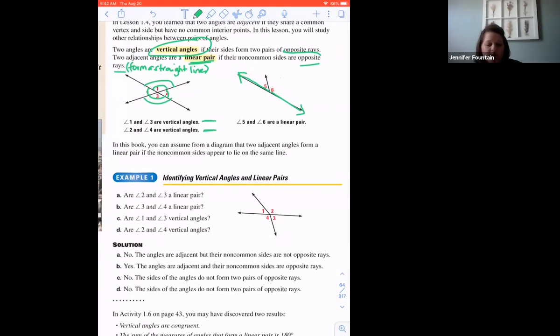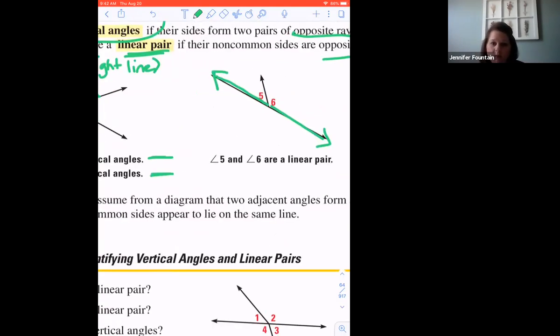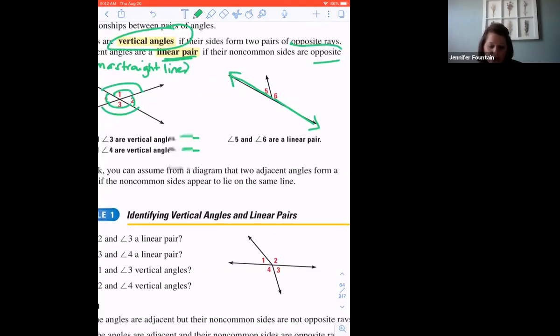Okay, so it says in this book, you can assume from a diagram that two adjacent angles form a linear pair if the non-common sides appear to lie on the same line. So what they're saying is we can see that these are going to be adjacent angles because they are side by side on a line.